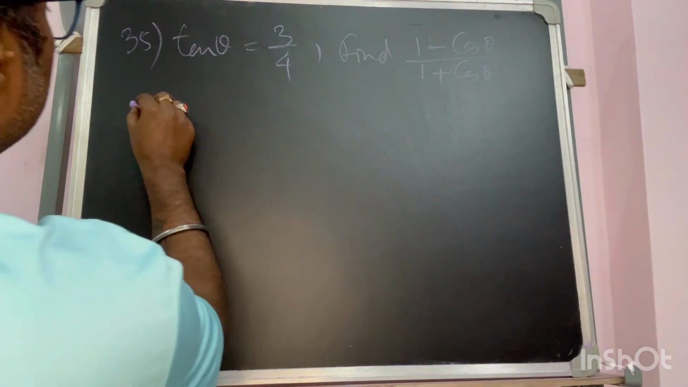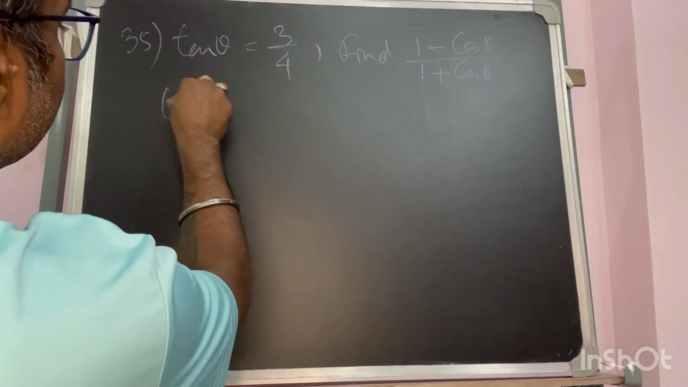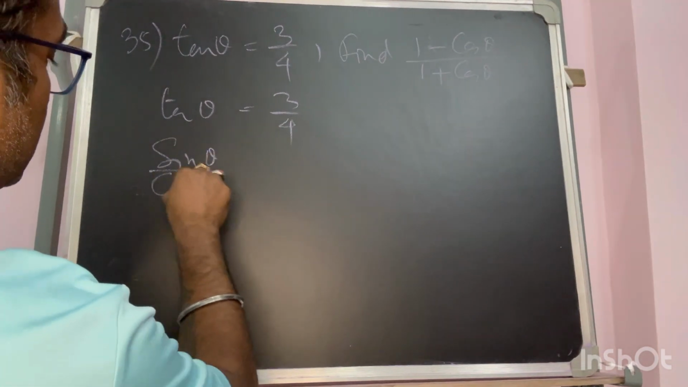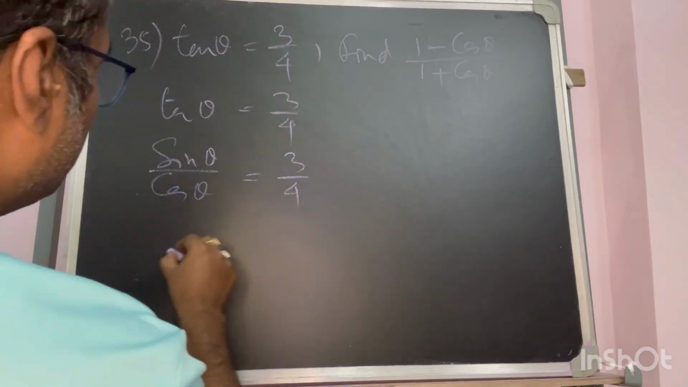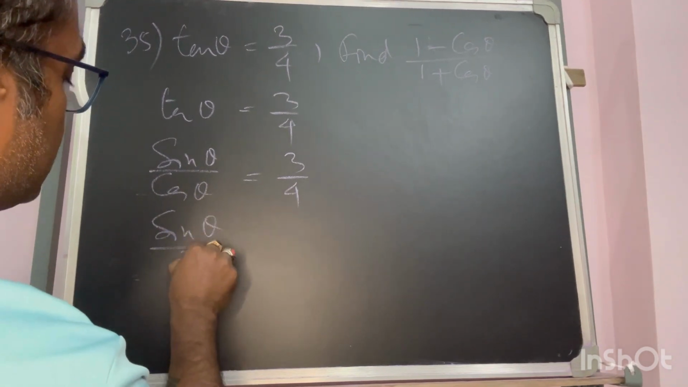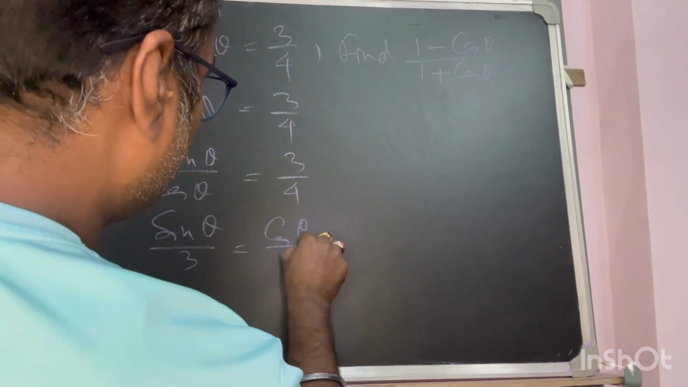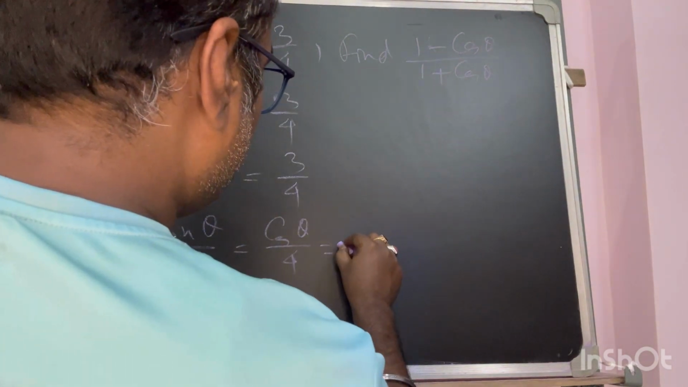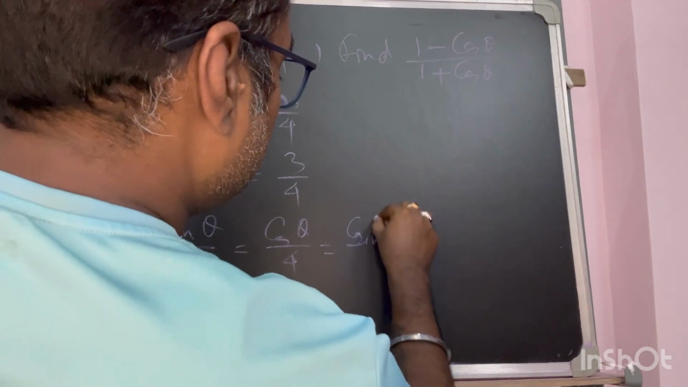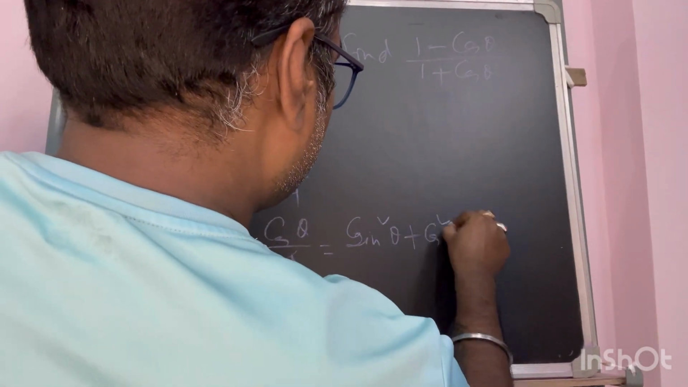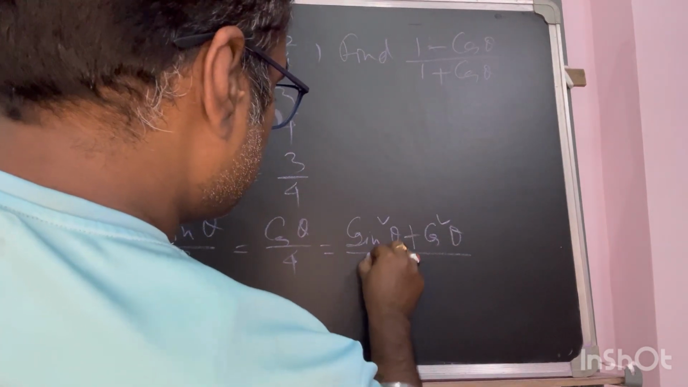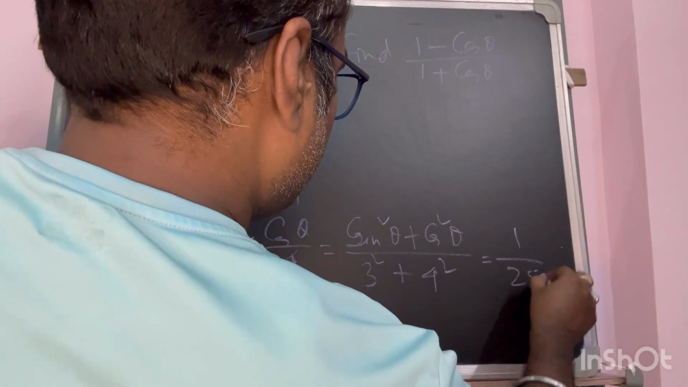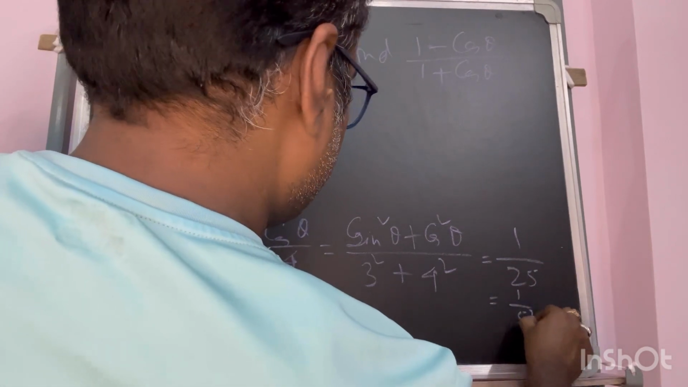Yes. Now, if tan theta is equal to 3 by 4, we can write sin theta by cos theta is equal to 3 by 4, or sin theta by 3 is equal to cos theta by 4. Okay. Now, if I do the similar operation with the same and add or minus, that will give you the result. So that is equal to 1 by 25, that is equal to 1 by 5 square.